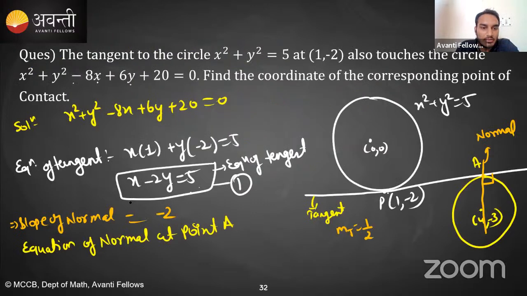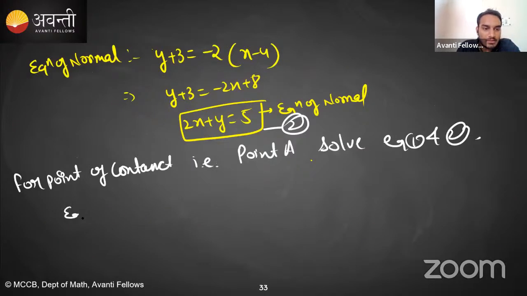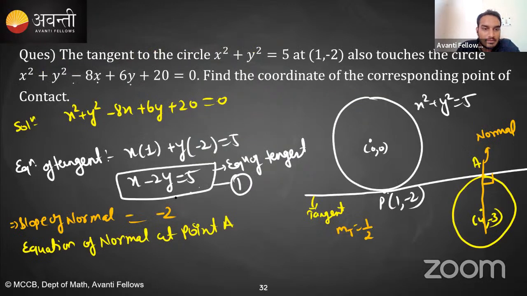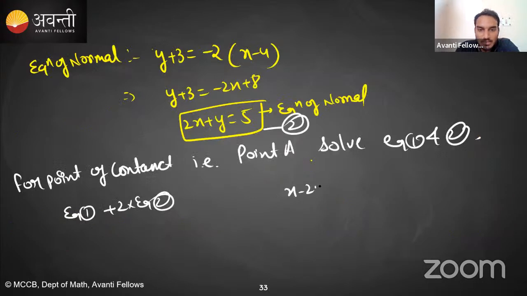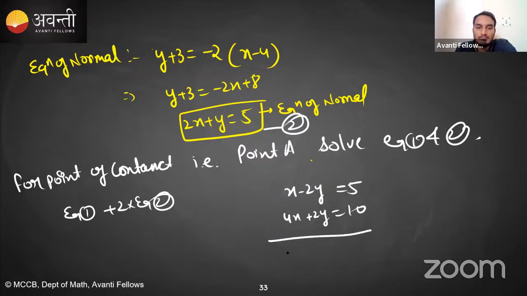So what you can do is equation 1 plus 2 times equation 2. Add these two equations. Just multiply equation 2 by 2. Equation 1 is x minus 2y equal to 5. And equation 2 after multiplying with 2 is 4x plus 2y is equal to 10. Add कर दो. 5x is equal to 15. x is nothing but 3.